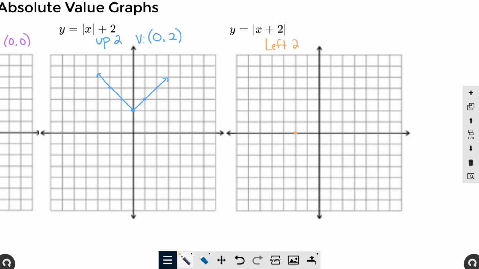And then our vertex would be at what point? Good, negative 2, 0. We're still going to go up 1 over 1 to make that V shape. So make sure you have at least 3 points plotted, the vertex, then 1 on the left and 1 on the right.